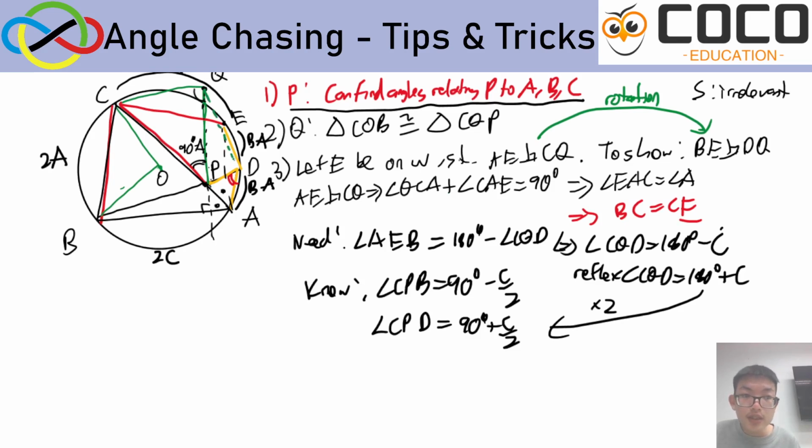Actually, I just need to show that, there's one more green line here, Q is the circumcenter of CPD. In other words, if that were the case, then the reflex angle CQD would be twice of CPD, which is what we want.